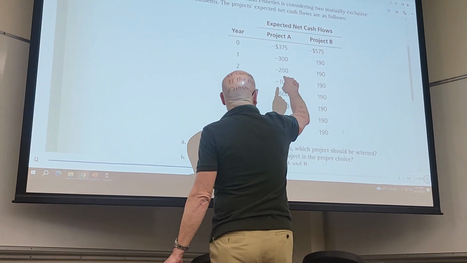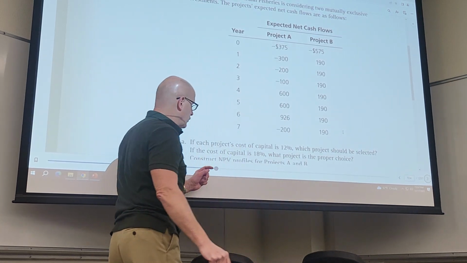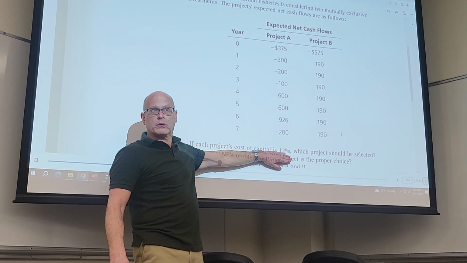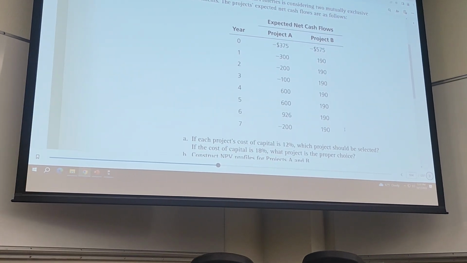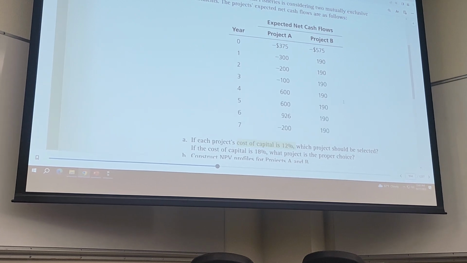So we're going to compute the modified IRR for this. And we're going to use a cost of capital of 12% right here. All right, so we're going to use 12% as our cost of capital.